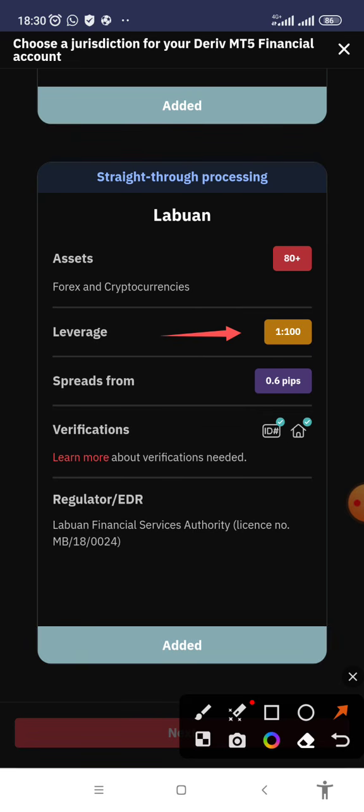Although it is a straight through processing type of account, which is a no dealing desk, the leverage is the problem for me. When it comes to dealing desk and no dealing desk, I actually don't have a problem. Whatever it is, I'm okay. But the only problem I have is the leverage, which means we can take only a small number of trades.